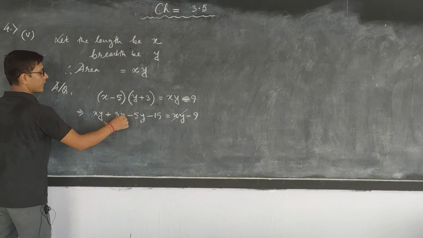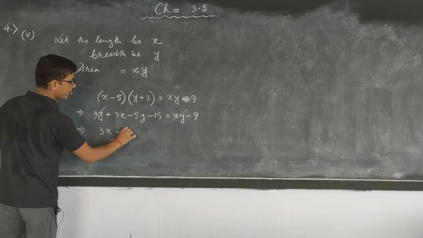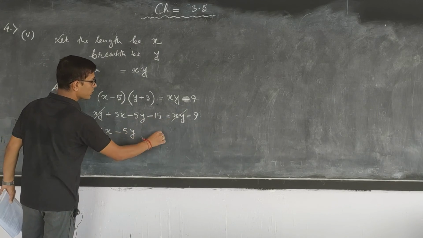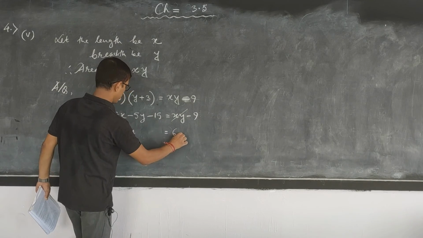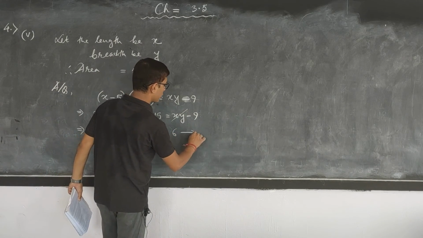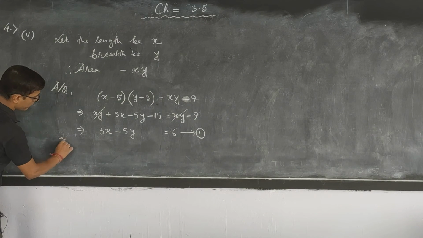This xy will be cancelled. 3 times x minus 5 times y, this 15 goes that side, it will become positive 15. 15 minus 9 will be 6. So this is a new equation, number 1, the first equation. Okay, one more condition is given, so we'll write.